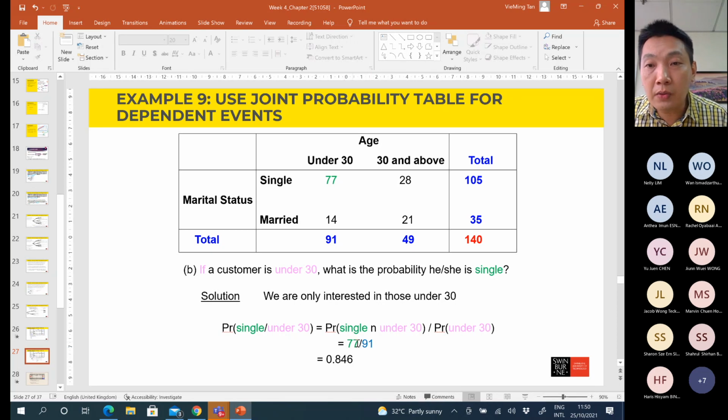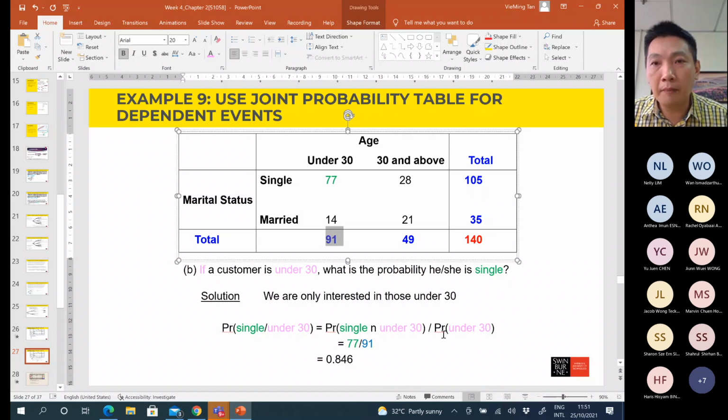Simplify. In fact, this is 77 over 140 and 91 over 140, but because the 140 cancels out, we can simplify. We don't need to write 140 anymore for both numerator and denominator. So 77 divided by 91, you'll get 0.846. This is how you get the answer, by applying the dependent event formula. Do you know how to get this 91? 91 is because in total there are 91 customers who are under 30 years old, which is this part, the denominator.